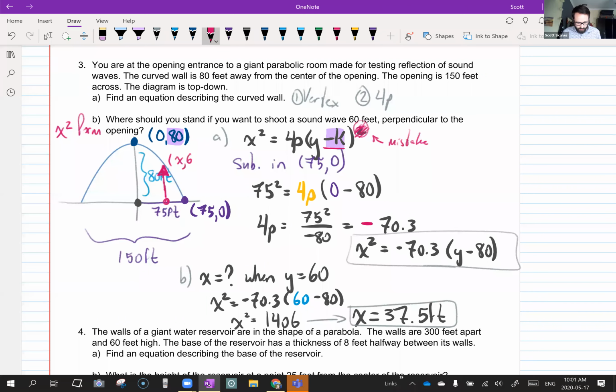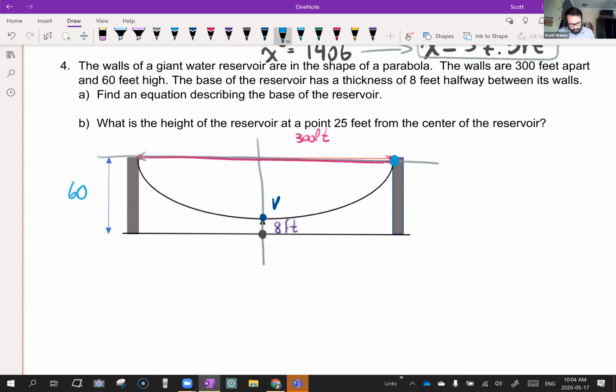And it's asking to find the equation of the reservoir and the height of the reservoir at a point 25 feet from the center. So let me just write in the important points. You would know that this is 150 and 60 if you worked out the solution. And with that would be enough to figure out the question.